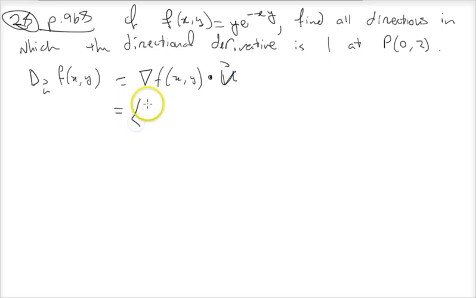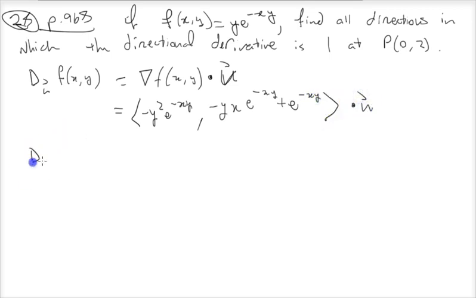And so we need to find the general gradient. First we're going to find the partial derivative with respect to x, which is equal to negative y squared e to the negative xy, and then the partial derivative with respect to y. That's going to be negative yx, you have to use your product rule here, e to the negative xy plus e to the negative xy, dotted with vector u. Now that we have the general form, since we're finding this for a particular point, (0, 2), we want to find the directional derivative at (0, 2), the particular one.